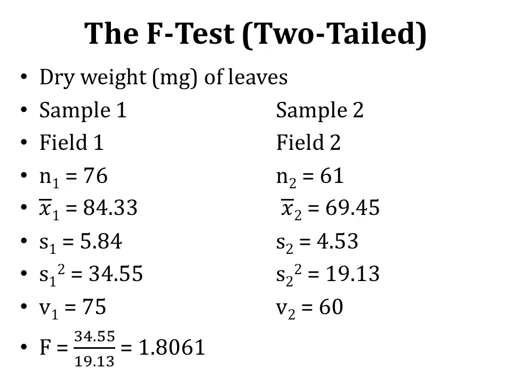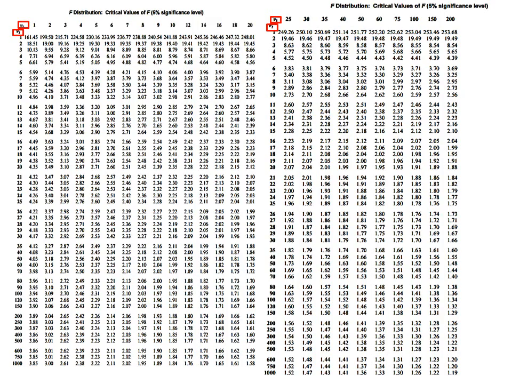So which one of these variances is greater? The variance from sample number 1, therefore we have labeled this sample as the sample number 1. And then we have the degrees of freedom, which is 75 for sample 1 and 60 for sample number 2. And then we do our calculation for the F test, which is 34.55 divided by 19.13, and we get our ratio as 1.8061. So this is our calculated value of the F test. Now consulting the F distribution table, our V1 is 75 and our V2 is 60, so our table value is 1.51.